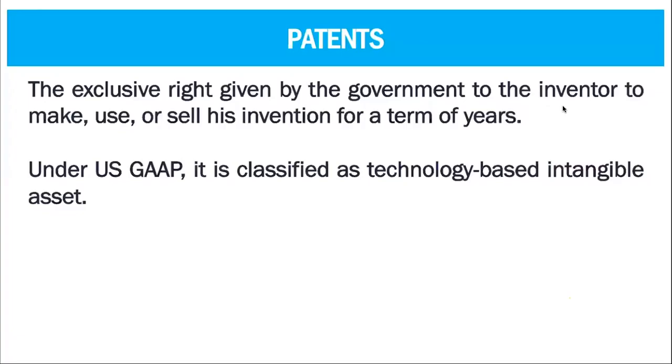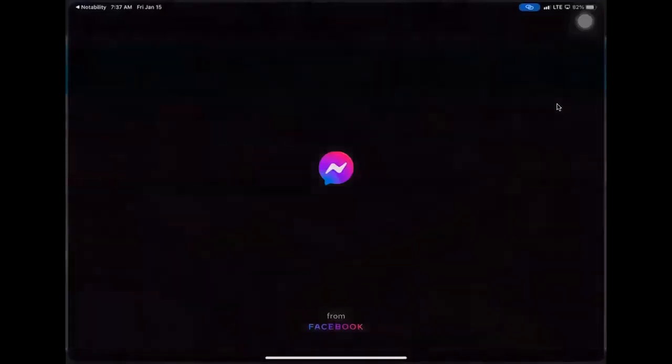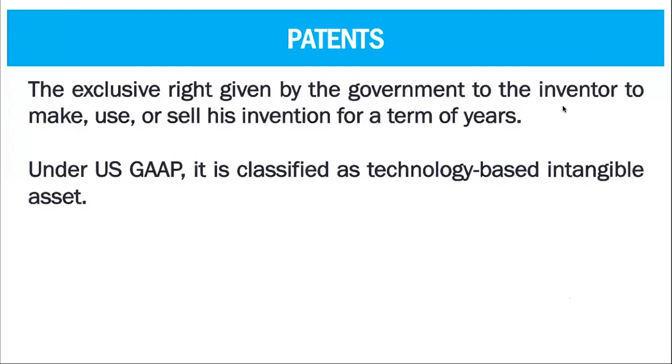For this session, we will talk about your specific intangible assets, and we will start with your patents. So a patent is defined as the right given by the government to the inventor to make, use, or sell his invention for a term of years.